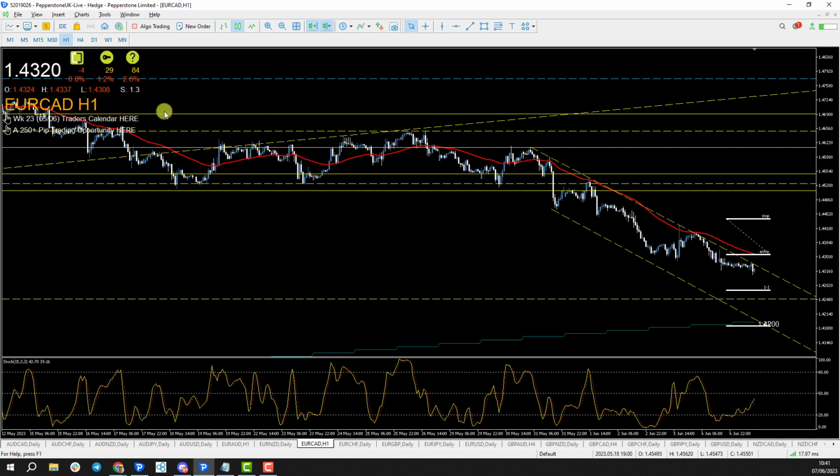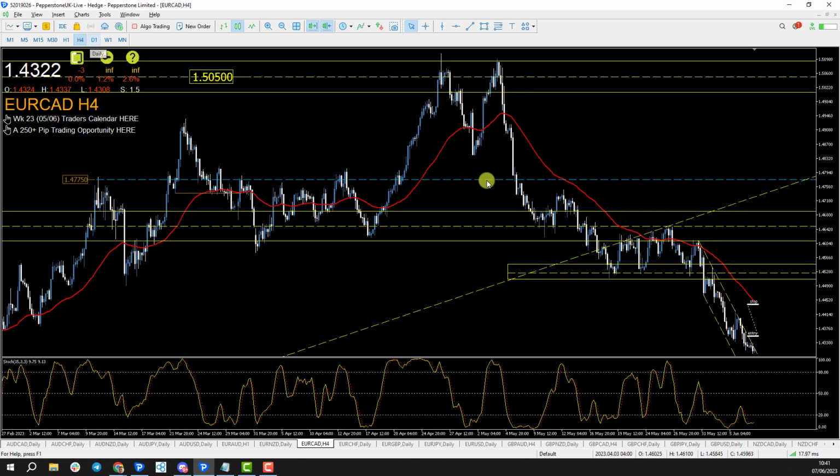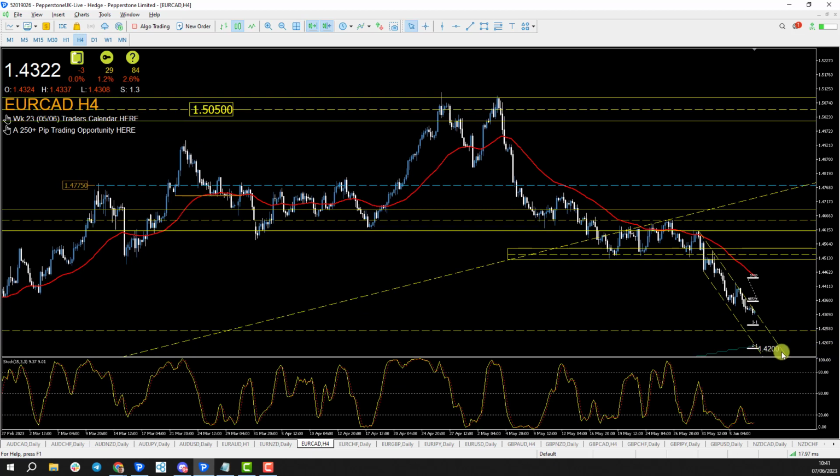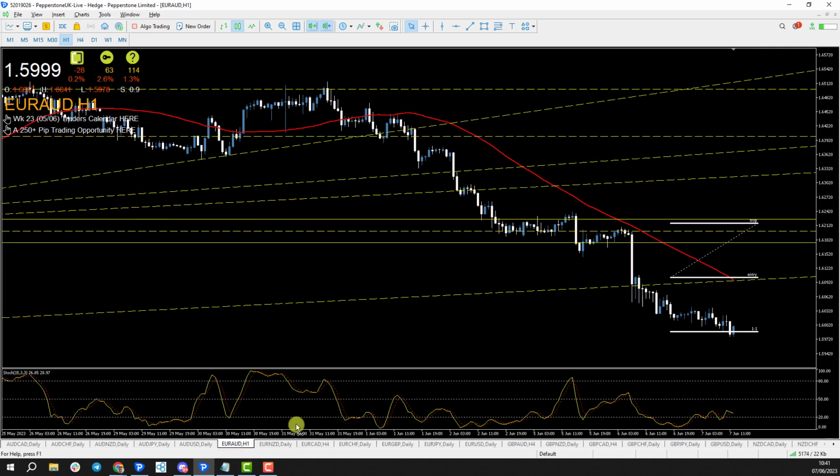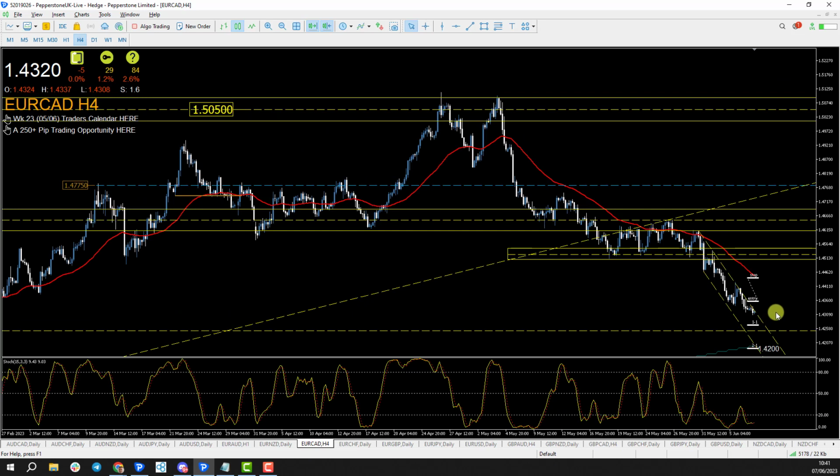Euro CAD, I really still like the Euro CAD downside as well. The only difference with Euro CAD is that we're really on top of the support level at the moment. So the risk reward ratio there is a little bit lower than it would be with the likes of Euro Oz, which is quite a way away from those targets. So that's the only difference we've got there.